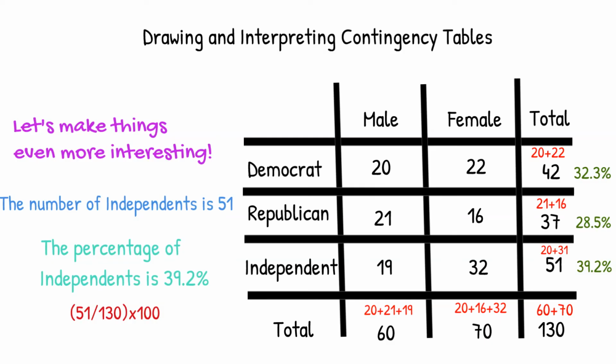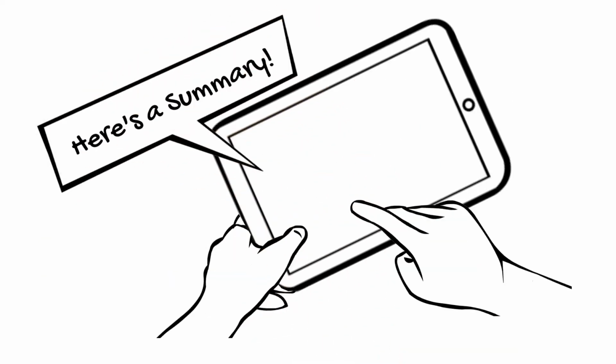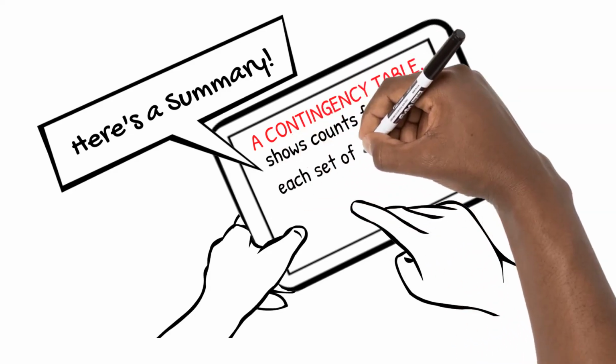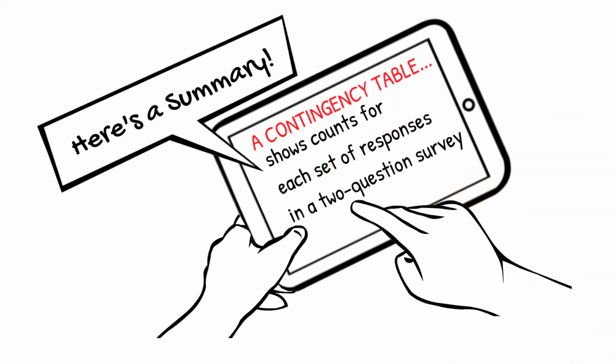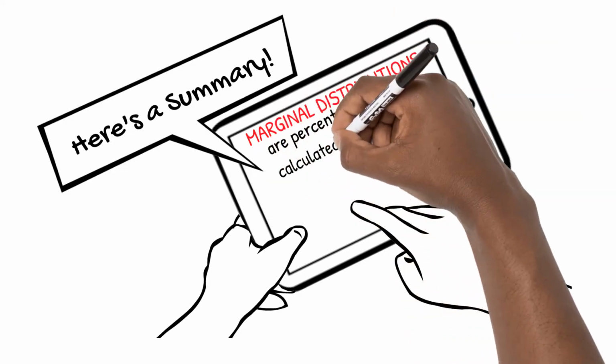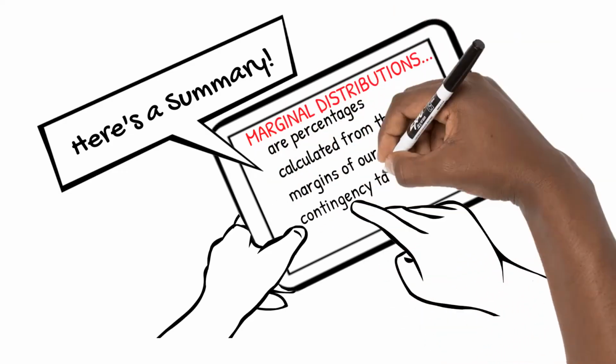Here's a summary of what we've learned. A contingency table shows the counts for responses of a two-question survey. Marginal distributions are percentages calculated from the margin of our contingency table.